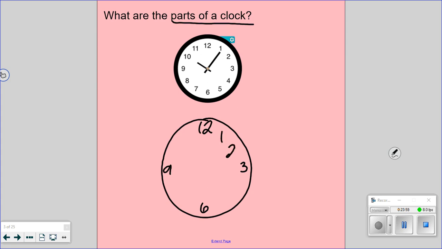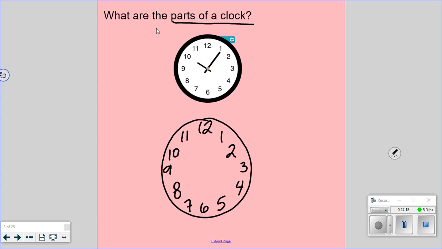1, 2, 3, 4, 5, 6, 7, 8, 9, 10, 11. So by now, your clock needs to be completely filled out.